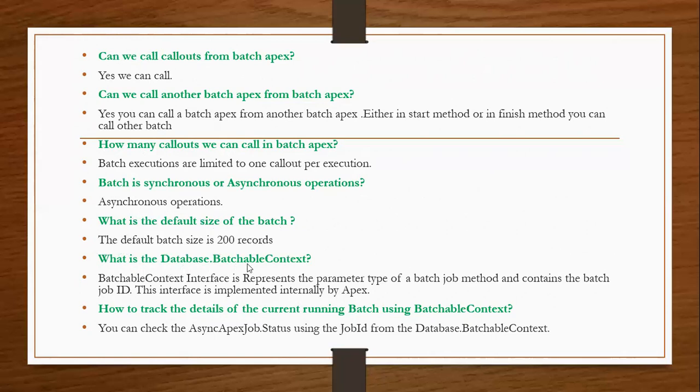What is the Database.BatchableContext? The BatchableContext interface represents the parameter type of the batch Apex methods and contains the batch job ID. This interface is implemented internally by Apex. Next question, how do we track the details of the currently running batch using BatchableContext? You can check the async Apex job status using the job ID from the Database.BatchableContext.